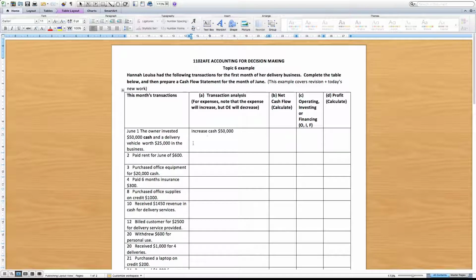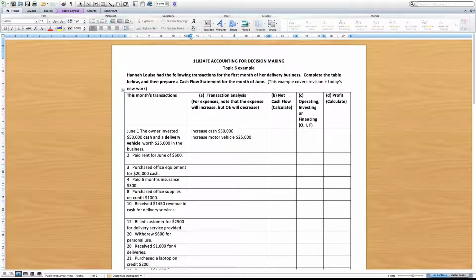Second effect, what would be a second thing that's happened here? So we have a delivery vehicle as well that has been mentioned. So the owner's invested not just cash, but also a delivery vehicle, or we could say a motor vehicle. So a motor vehicle of $25,000. Now the owner's the one who's investing these items in there, so our third effect that's going to happen here is going to be capital.